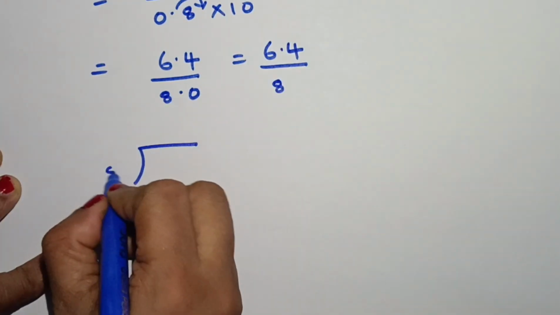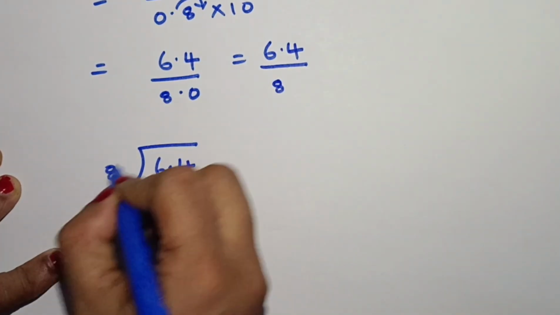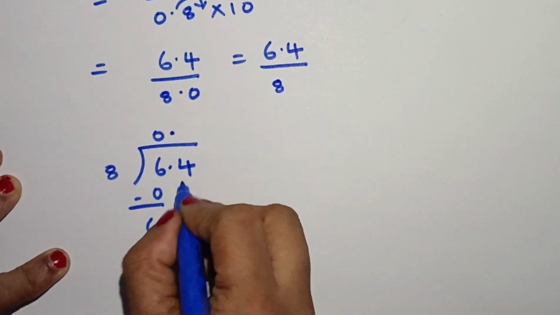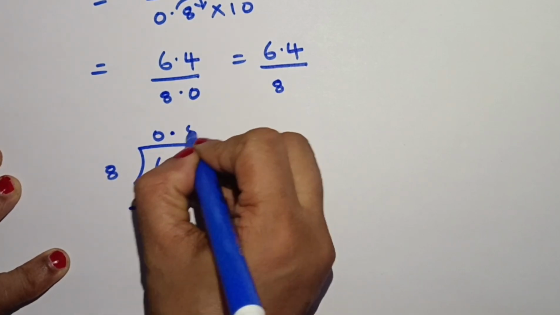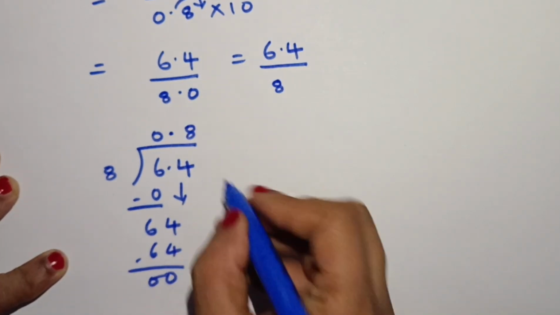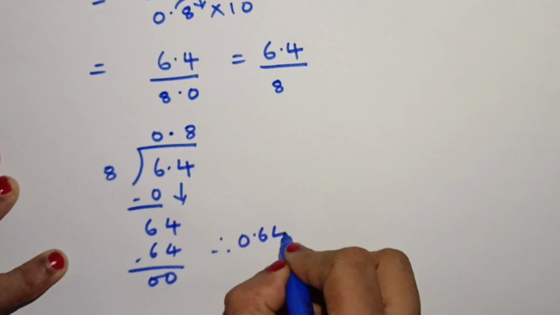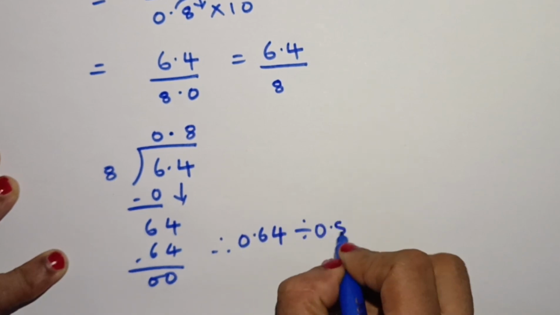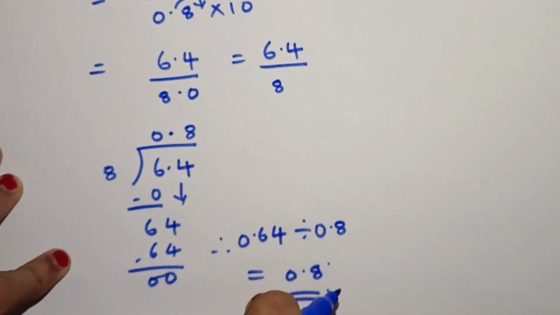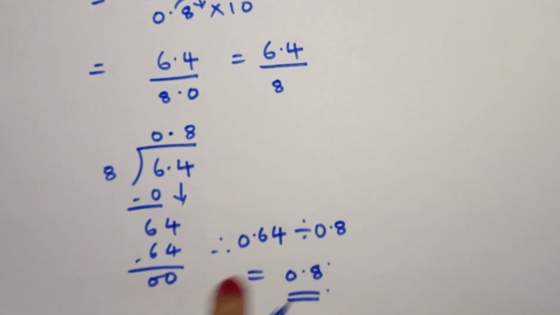Now you know normal division. 6.4, 8 zeros are 0. Place the decimal in the quotient. Bring the 10th place down. 8 eights are 64. Therefore, your answer is what? 0.64 divided by 0.8 equals 0.8. Can we recheck this answer? Let's see how to recheck this answer.